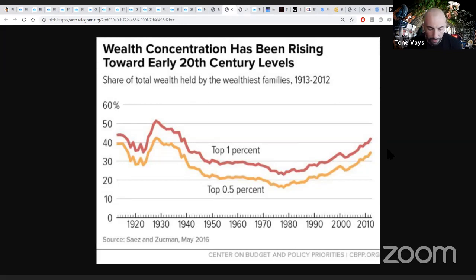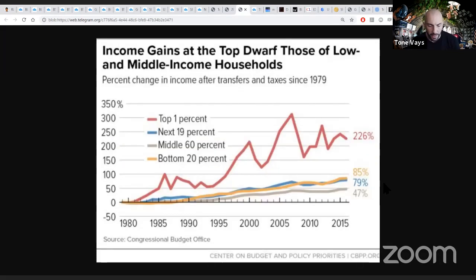This is the chart I found really, really interesting. And you can see how the top 1% have done really, really well since 1980. But what my eyes fixated on was the fact that the bottom 20% have done better than the middle 60 and the next 19. That is incredible. So I don't want to hear about the poor getting poorer.